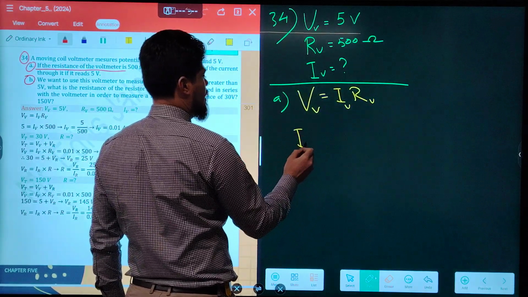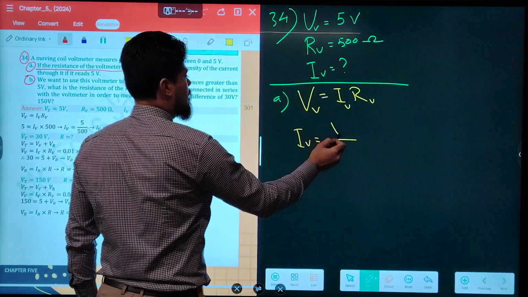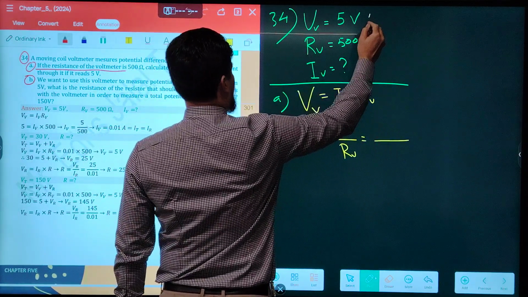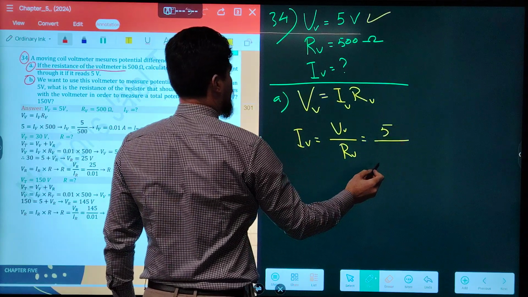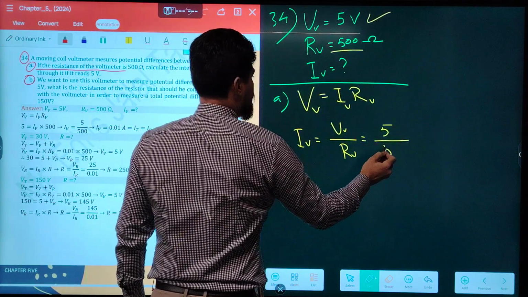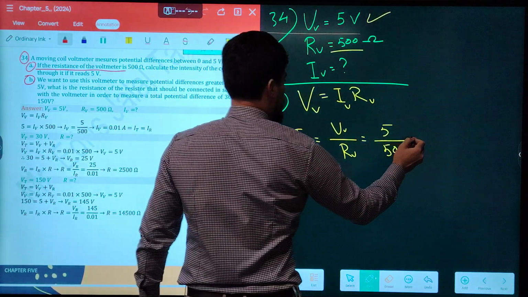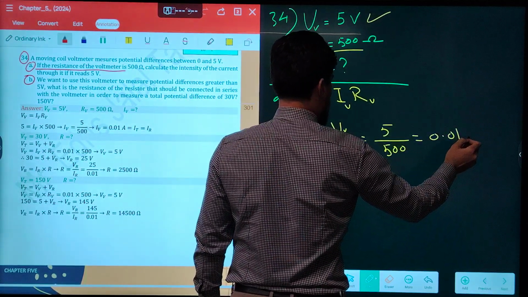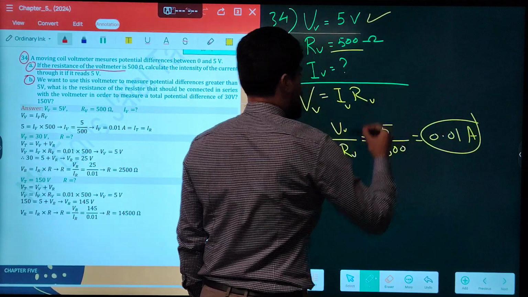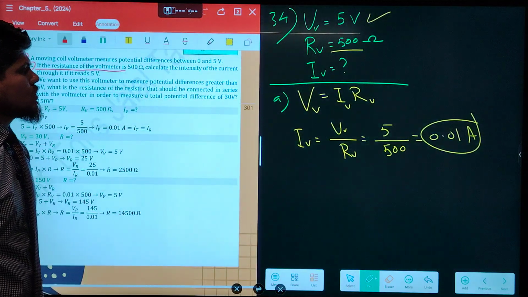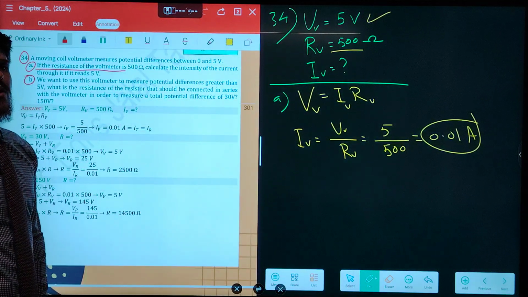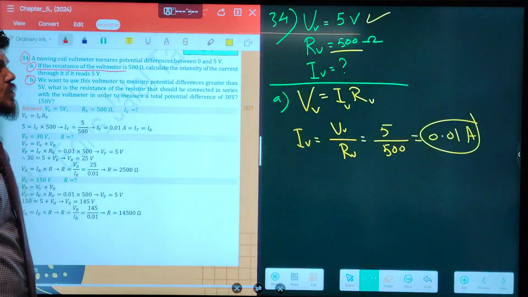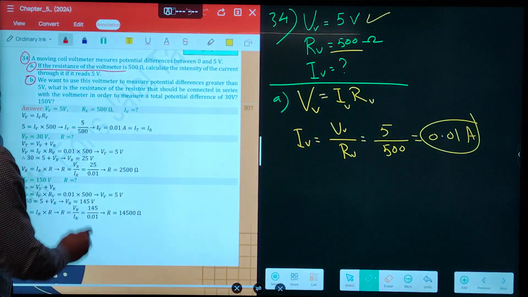What is unknown? IV. IV is equal to VV over RV. VV is 5 volt, RV is 500. 5 divided by 500 is 0.01 ampere. This is 0.01 ampere for the voltmeter, and in a voltmeter, the resistance must be connected in series in order to change a galvanometer into a voltmeter.